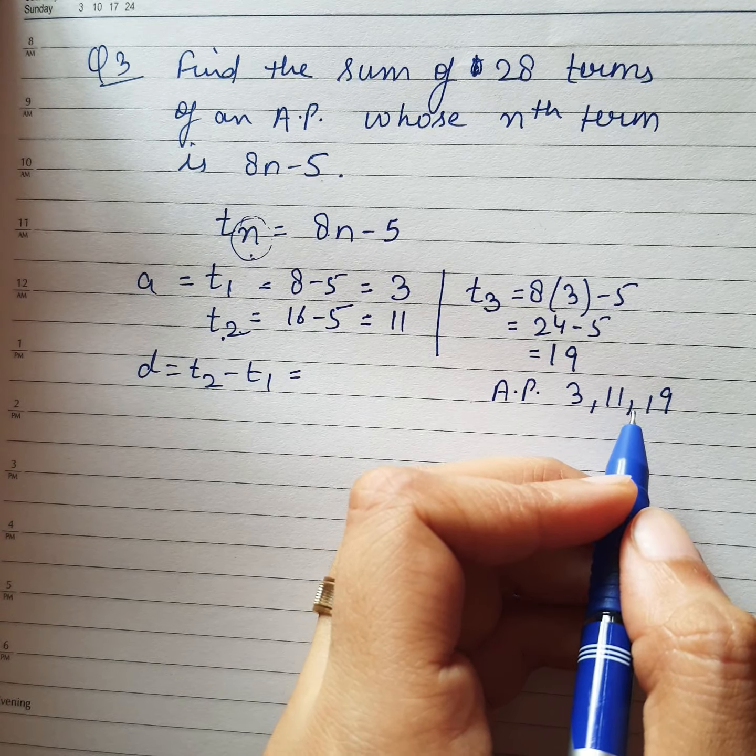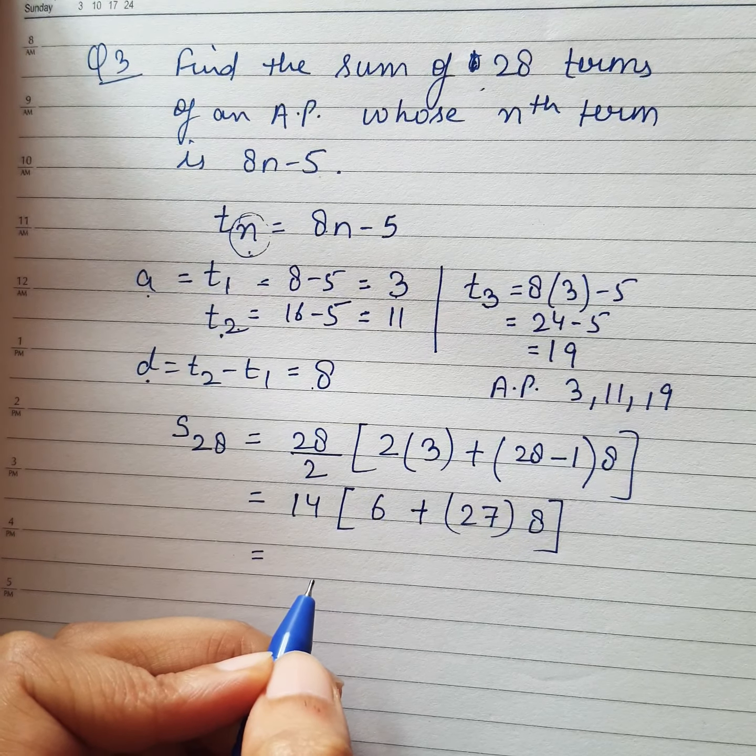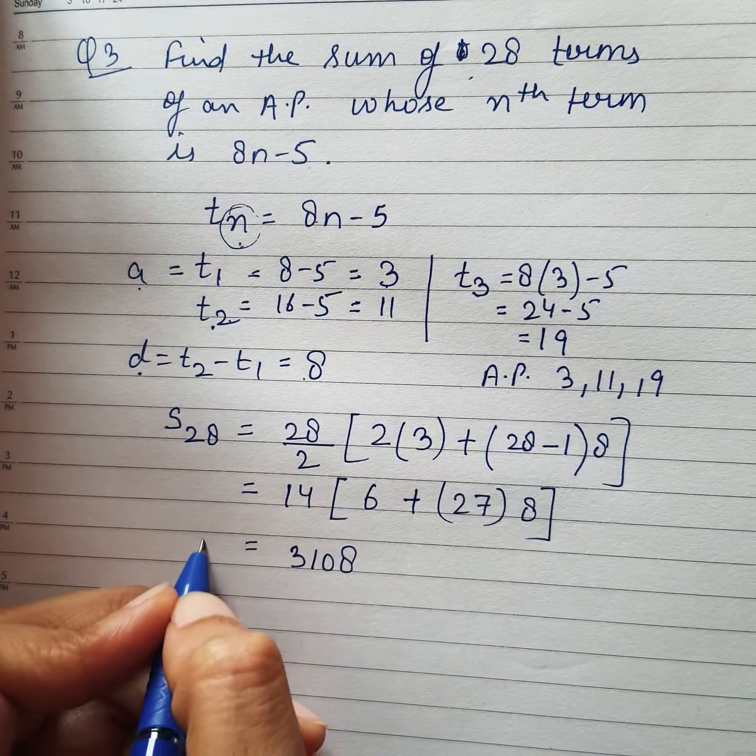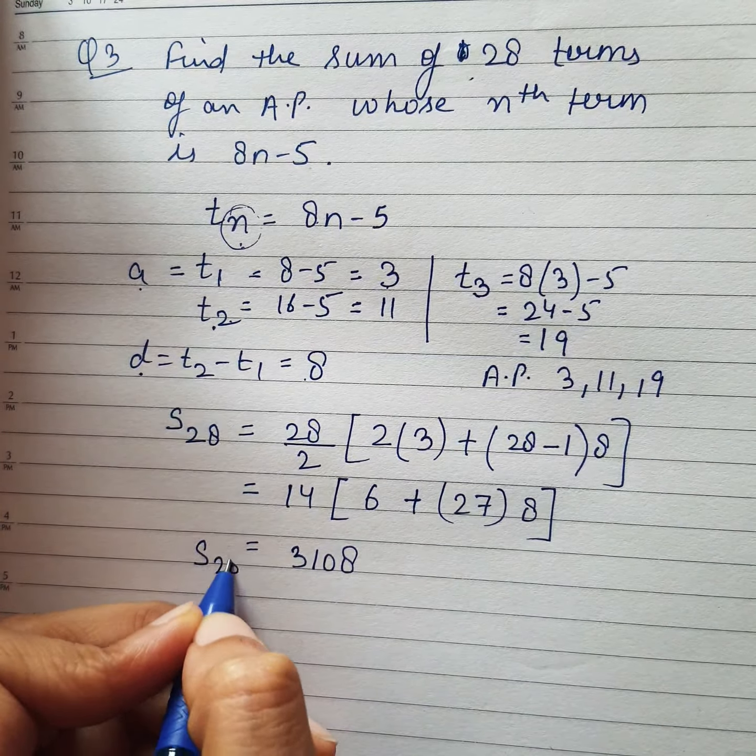Yes, in both the cases the common difference is 8. So we have a, we have d, we need to find the sum of 28 terms. So I need to find S28. n by 2 (2a plus n minus 1 into d). 14, 6, 27 into 8. Solve this and you will get 3108 as S28. This is your answer.